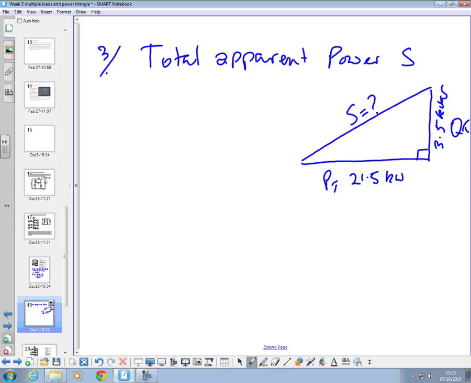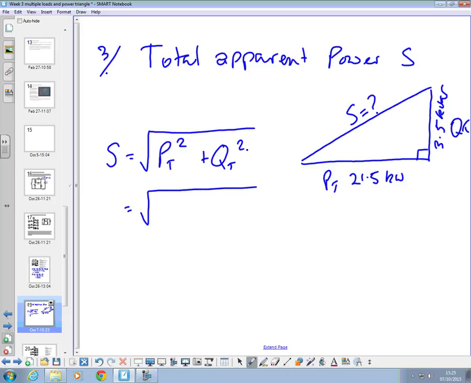So you're right, Matt, in what you say. S is the square root of PT squared plus QT squared. That's root 21.5 squared plus 3.5 squared. I think if you push the buttons, and please check because I have been known to get things wrong, 21.78 kVA.